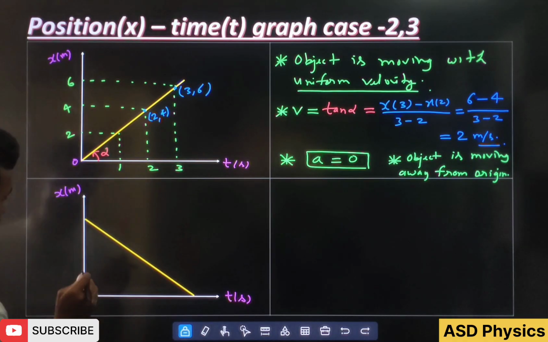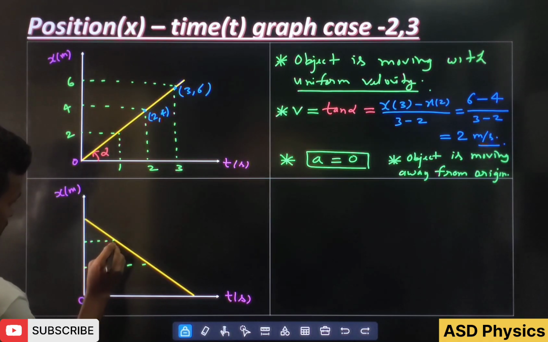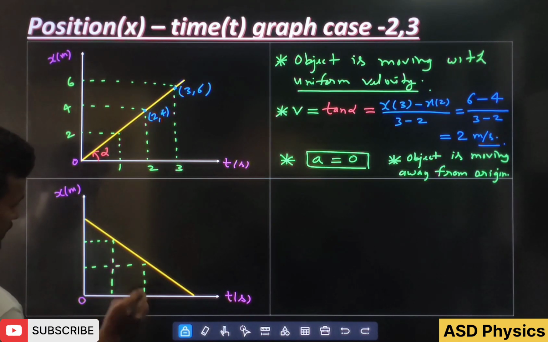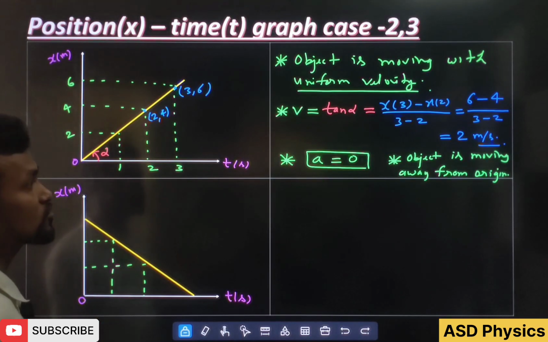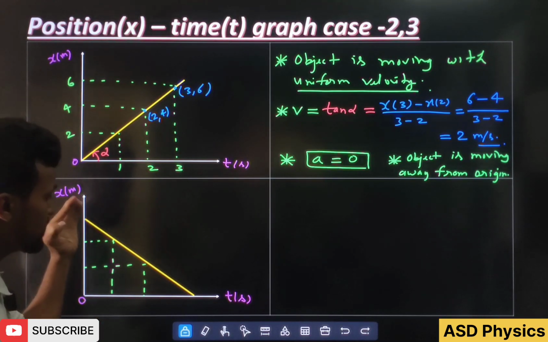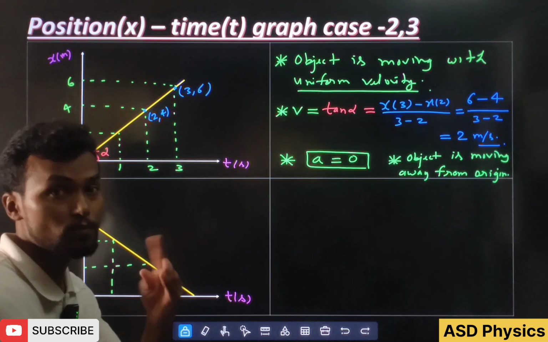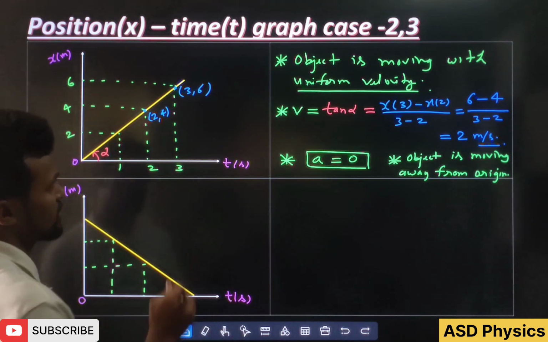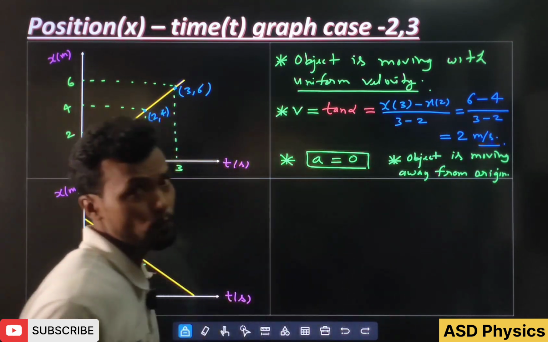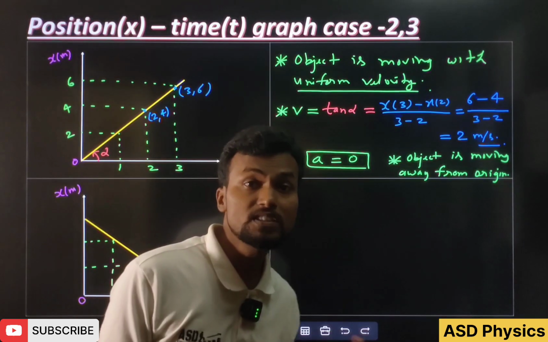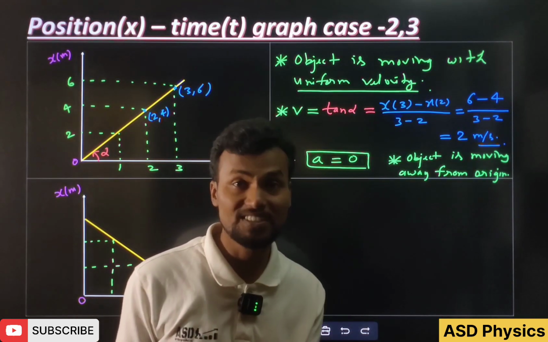So in case 3, what is happening here? Let's take an example, let me write here. Can you see whether the object is moving away from the origin or towards the origin? You can see that with time the x values keep on decreasing. That means the object is moving towards the origin. Away from the origin it comes positive, +2. So towards the origin it will come -2, because velocity is which quantity?